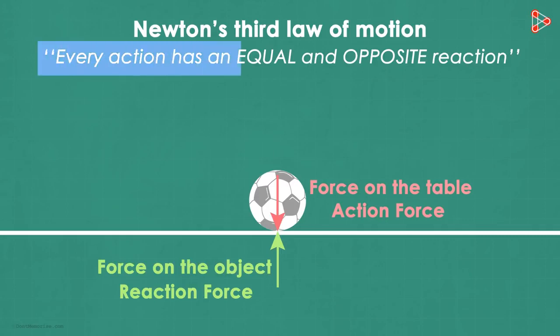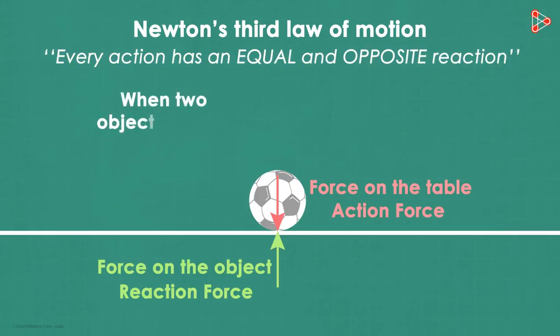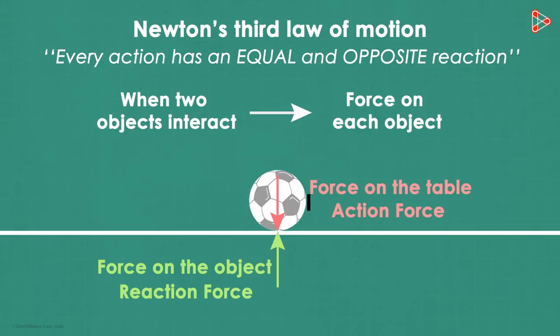Every action has an equal and opposite reaction. It means that when two objects interact, there is a force on each object. The magnitude of force on the first object equals the magnitude of force on the second one. And what about the direction? The direction of force on the first object is opposite to the direction of force on the second one.